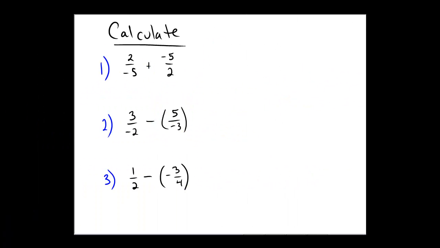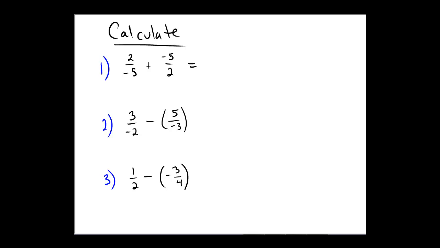Okay, more fun with fractions. Let's calculate some sums and differences of rational numbers, and we're going to really mess around with the minus signs this time. So it looks really crazy, but I'm going to hopefully show you how to relax this down, make it more comfortable. Okay, first problem here, we have 2 divided by negative 5.